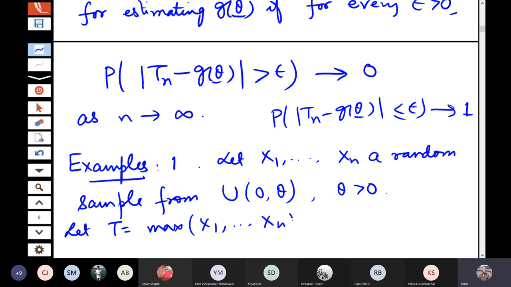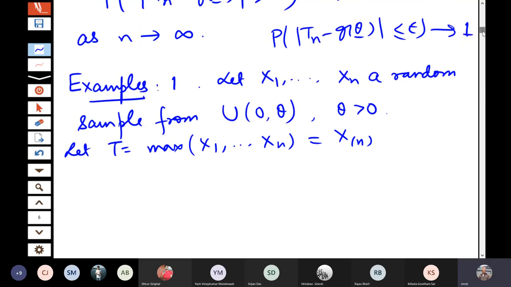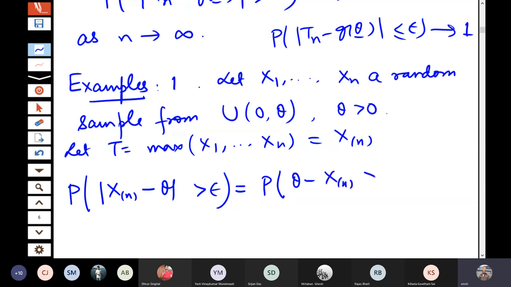If you remember, I introduced this in the order statistics section. So let us look at the consistency of this maximum of the observations. Let us consider the probability of |Xn minus theta| greater than epsilon. Now in the uniform distribution on the interval 0 to theta, all the observations will lie between 0 and theta, so Xn will be less than theta. So it is nothing but the probability that theta minus Xn is greater than epsilon, which we can write as the probability that Xn is less than theta minus epsilon.